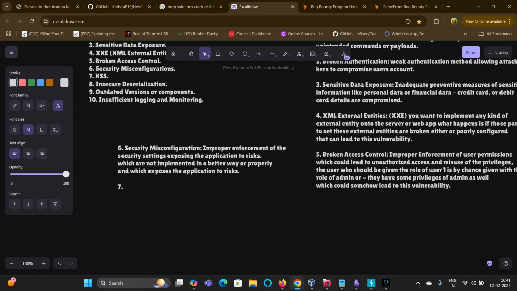Then coming to the seventh point is XSS, cross-site scripting, as I have already told you. That means injecting malicious scripts into the web page, leading to arbitrary script execution in the web browser. As I showed you in the previous video, the example script was alert one or cookie, whatever you want. I'll try to show you an example in the upcoming hands-on session.